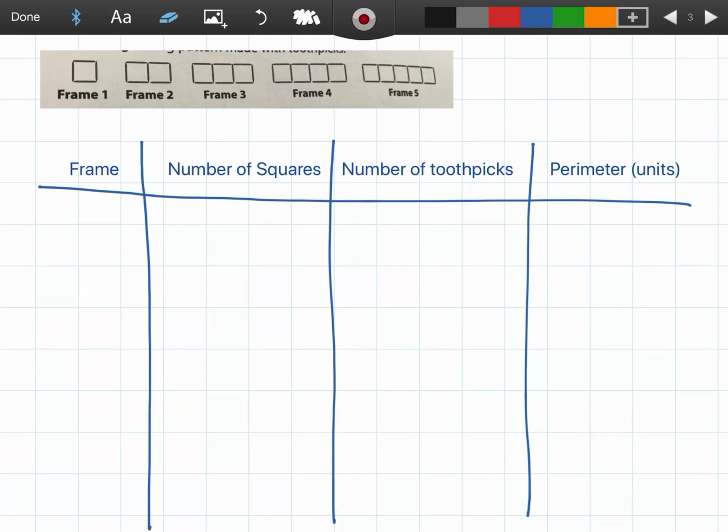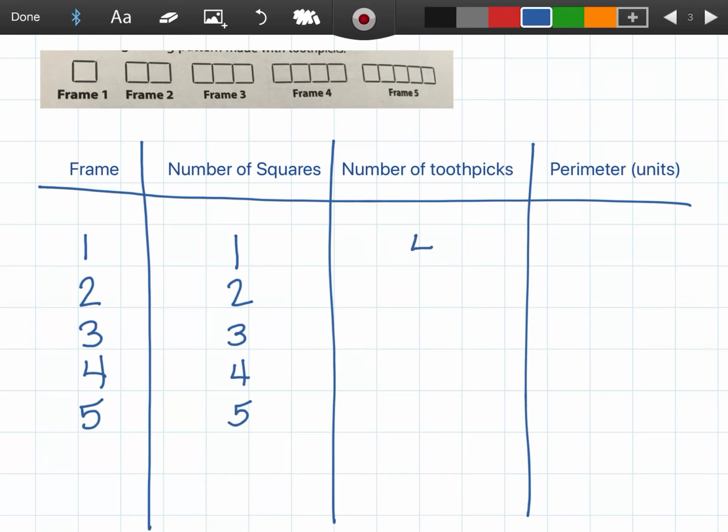The first thing we're going to do is break apart this geometric pattern into a table so that we can help analyze it and figure out what the patterns are. Frames are easy because they're given to us. We have frame 1, 2, 3, 4, 5. Number of squares: 1, 2, 3, 4, 5. Well, that's nice, they match. And now we look at the number of toothpicks.